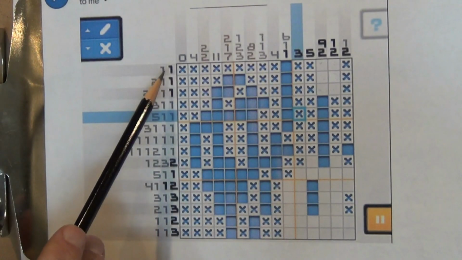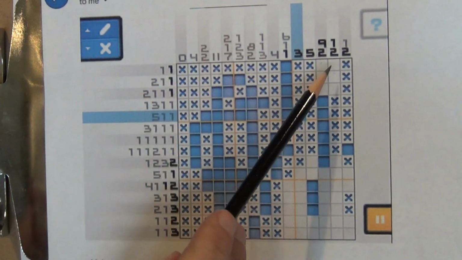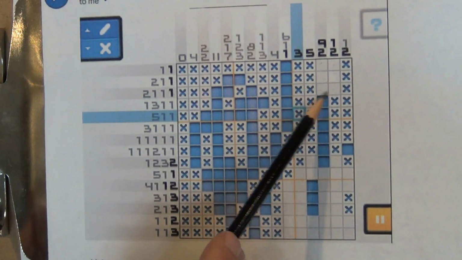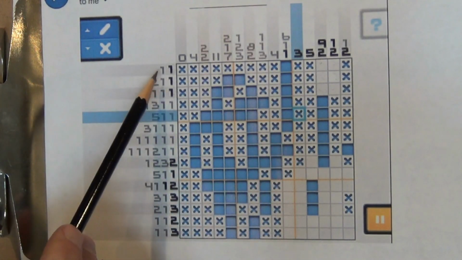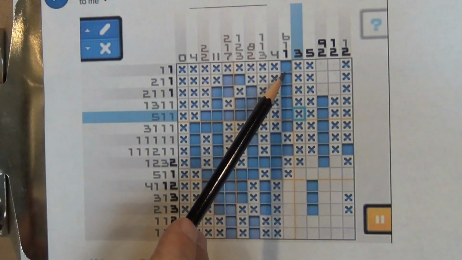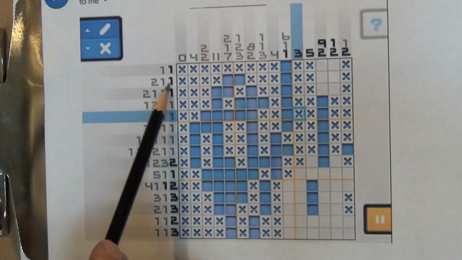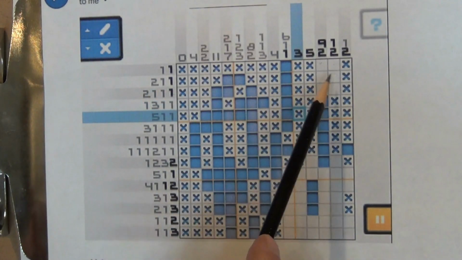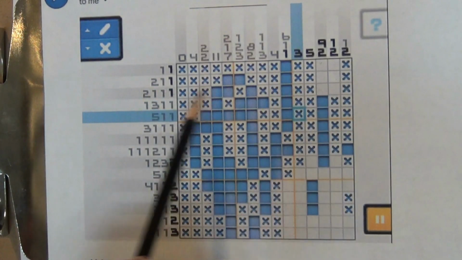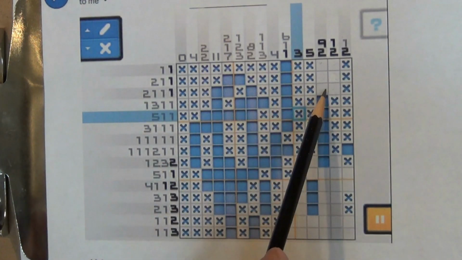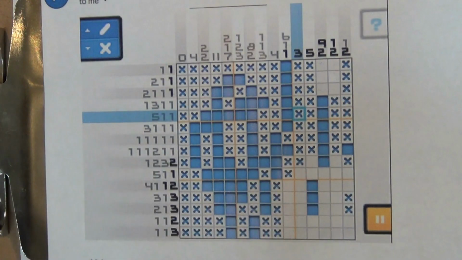If you look, we have 3 ones that need to be in this space, and this space. It goes 1, 1. Well, there's the 1. One of these two has to be filled in. 2, 1, 1, 2, 1. One of these two has to be filled in. And 2, 1, 1, 1. There's 2, 1, 1. One of these two has to be filled in.